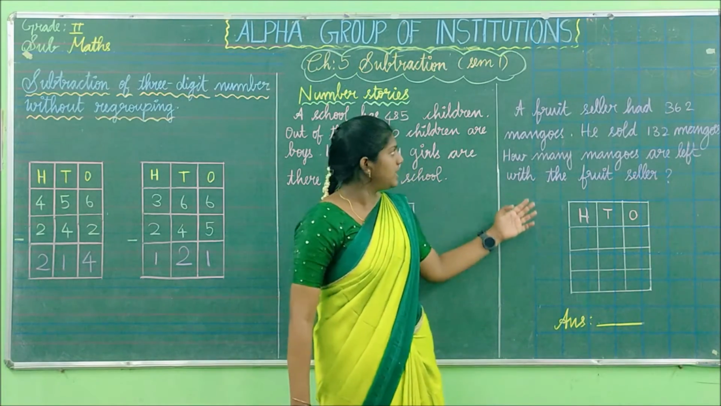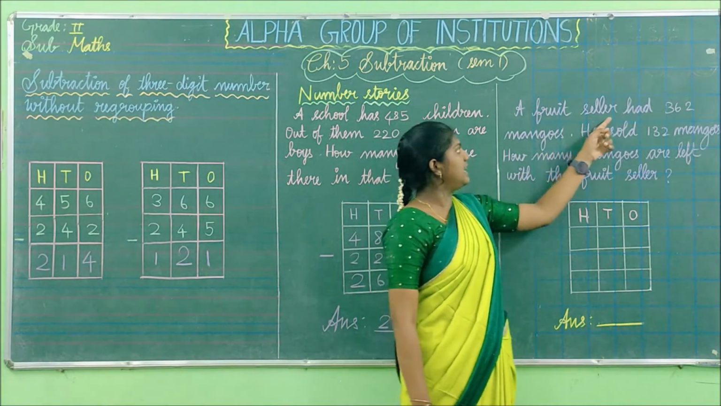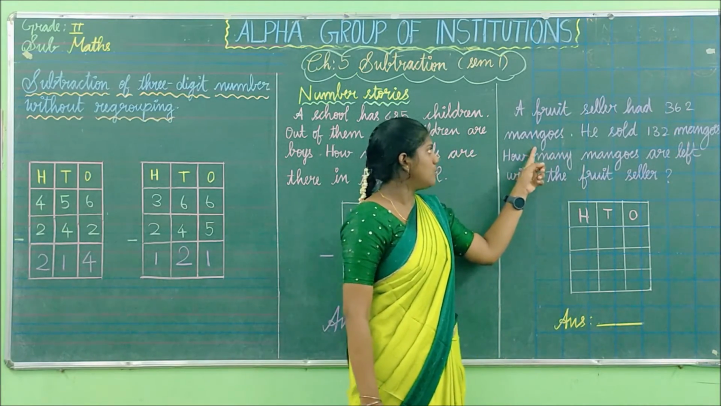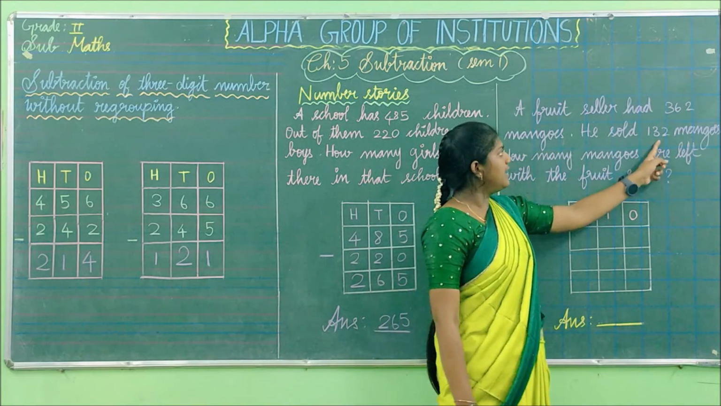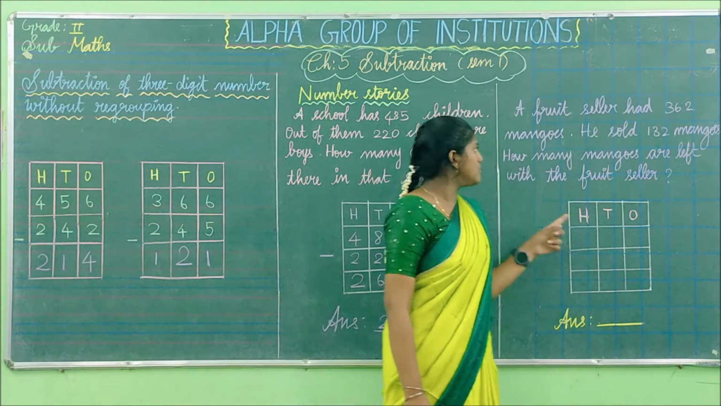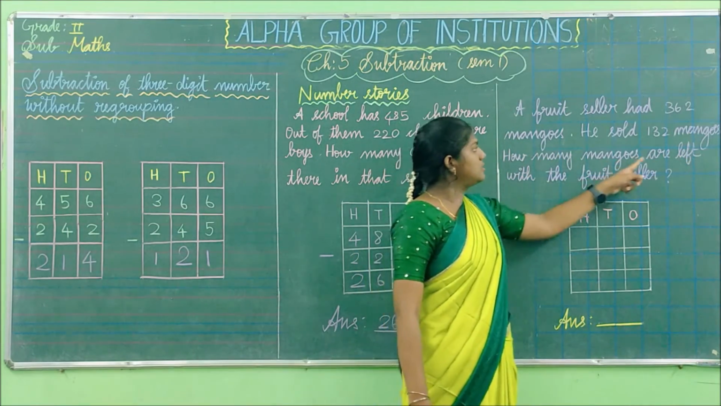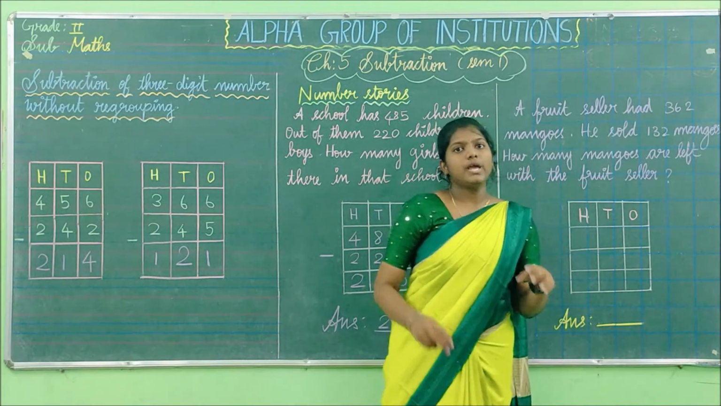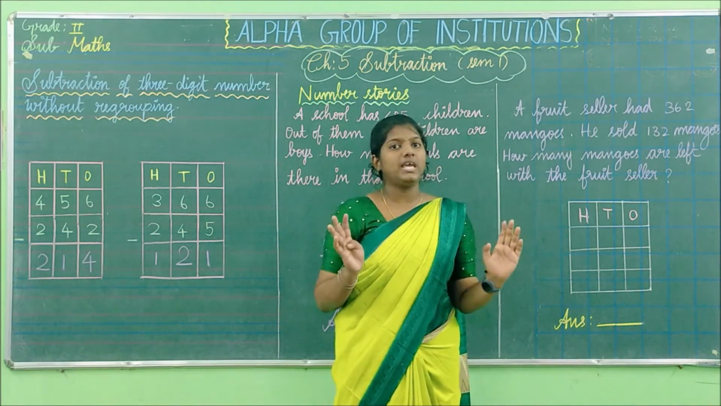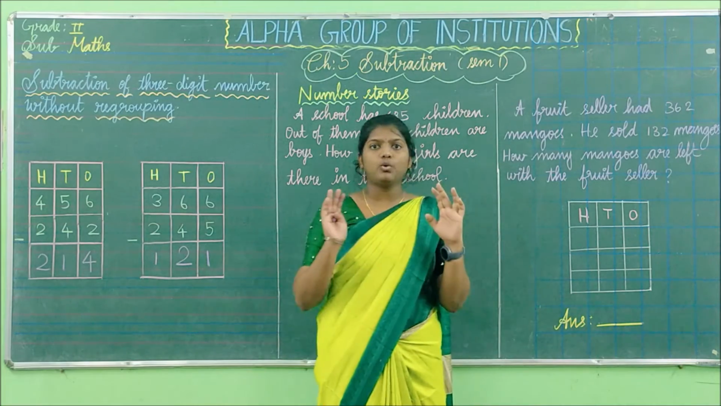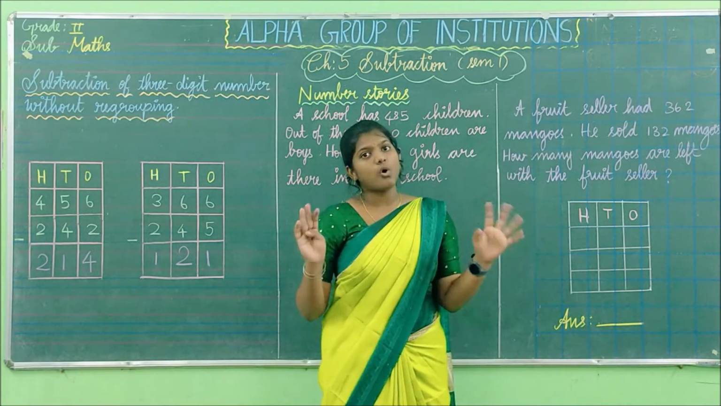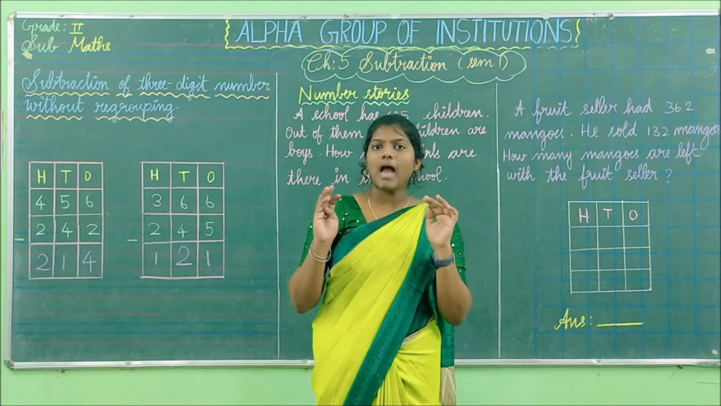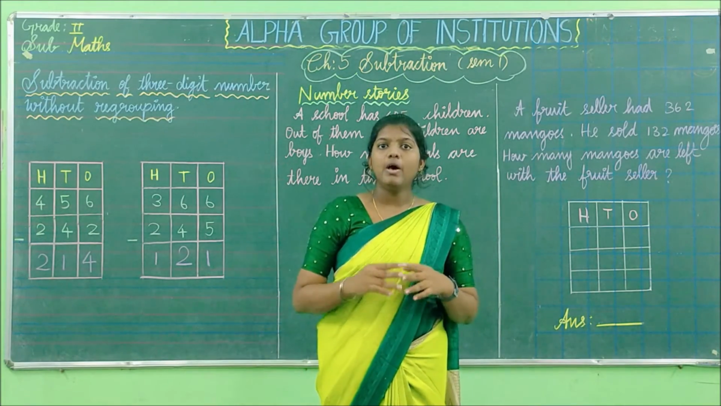And see the second story. Read the story with me. A fruit seller had 362 mangoes. He sold 132 mangoes. How many mangoes are left with the fruit seller? So a fruit seller has totally 362 mangoes and he sold 132 mangoes. So how many mangoes will be remaining with him?